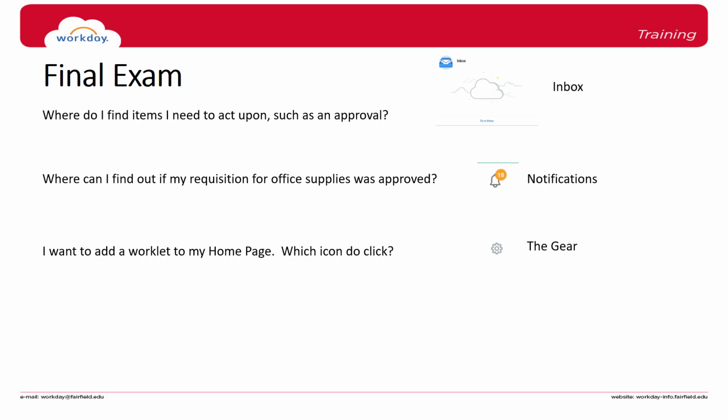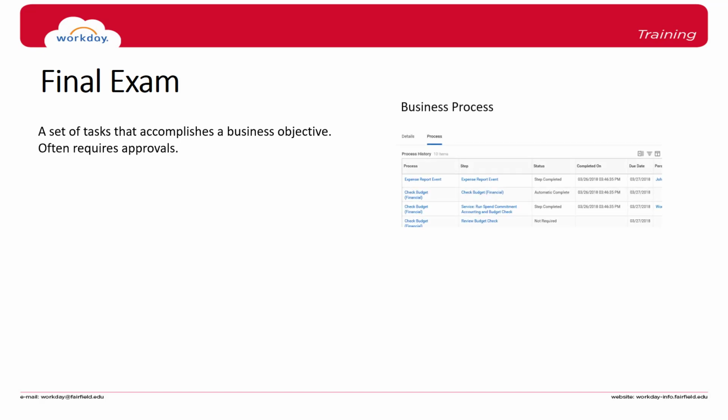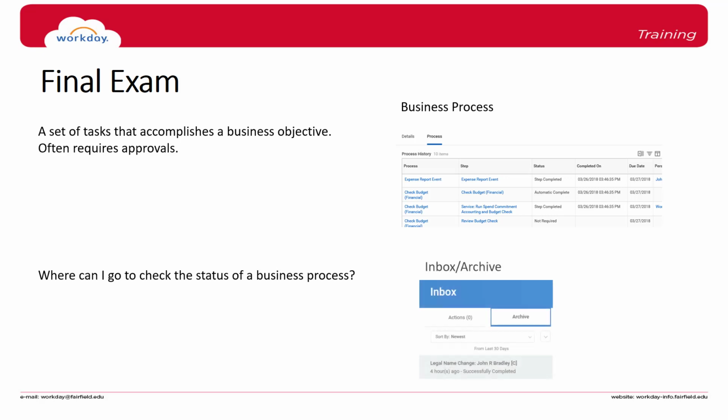The gear. Oh, it looks like we switched to Jeopardy. A virtual drive I might find reports on. What is the W drive? Another Jeopardy question. A set of tasks that accomplishes a business objective often requires approvals. What is a business process? Where can I go to check the status of a business process? The inbox, specifically the Archive tab.